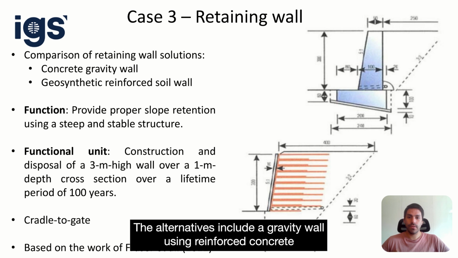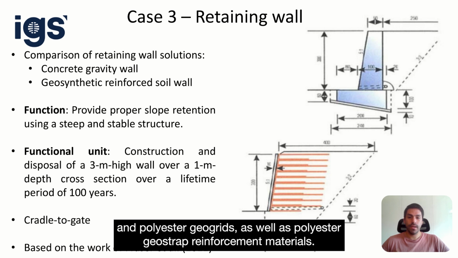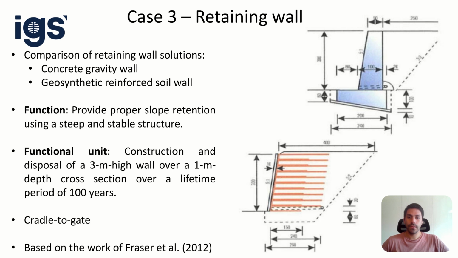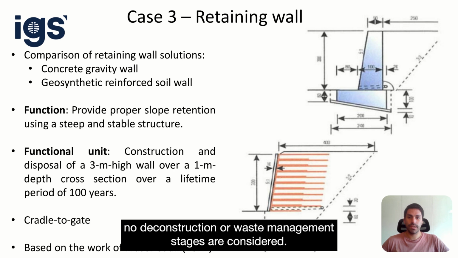The alternatives include a gravity wall using reinforced concrete and different geosynthetic reinforced walls, including polypropylene and polyester geogrids, as well as polyester geostrap reinforcement materials. For this example, we'll consider a cradle-to-build scenario, in which no deconstruction or waste management stages are considered.